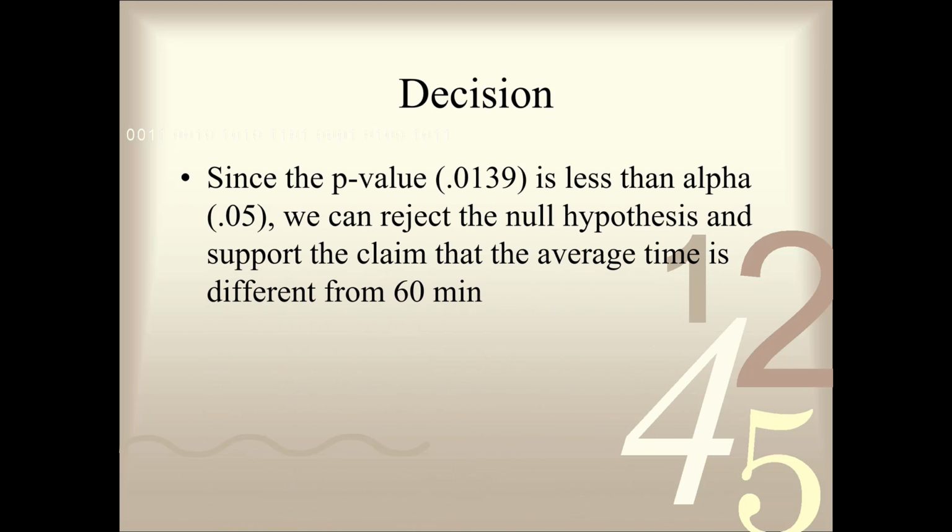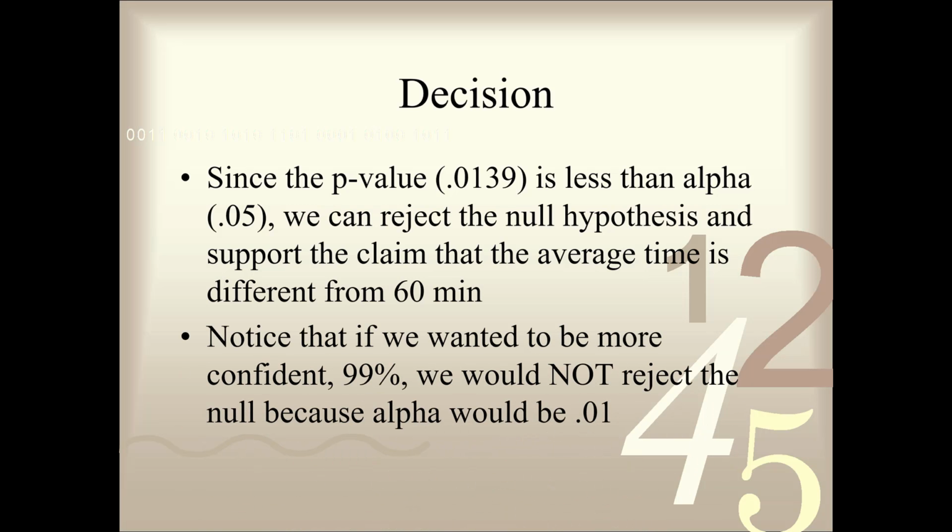So here's the decision. Since the p-value, 0.0139, is less than alpha, 0.05, we can reject the null and support the claim that the average time is different from 60 minutes. So basically we found enough evidence to prove it's different from 60 minutes. That 63 point whatever was enough. It was statistically significant enough to prove the claim instead of the null. We reject the null.